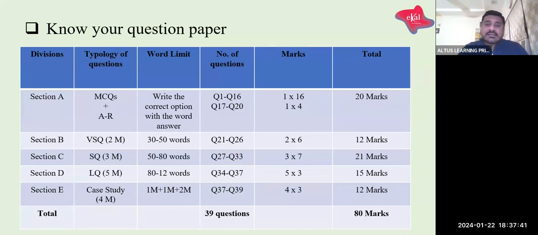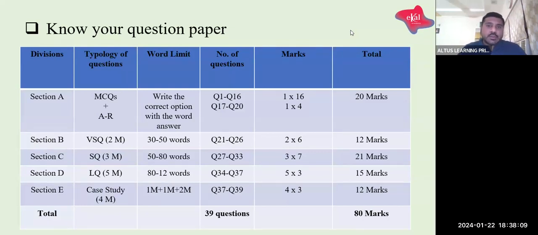So section A is having 20 MCQs, out of which 16 will be normal multiple choice question, and the last 4 will be assertion reason question. Each MCQ and each assertion reason question is of 1 mark, so section A is of 20 marks.